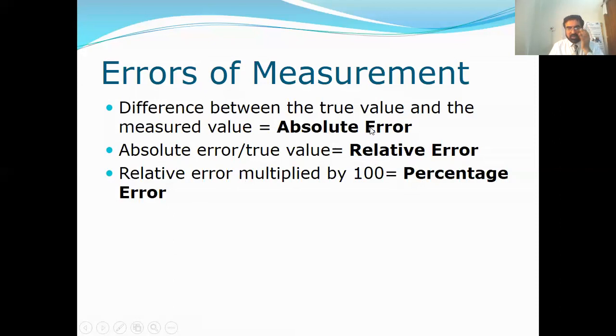And absolute error, what do we do? If we know the true value, the actual measurement of a value, and when we measure something and it has got some value, whether above or below it, you subtract this from the true value. That will be called a relative error. And when you multiply this relative error by 100, that will be called a percentage error.